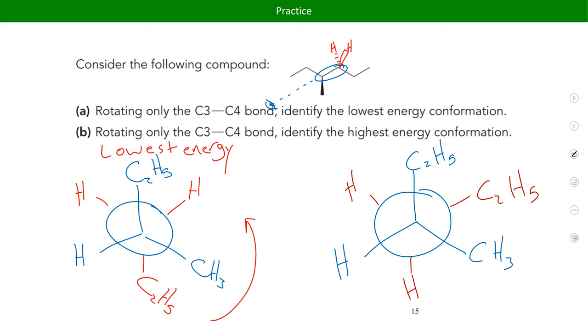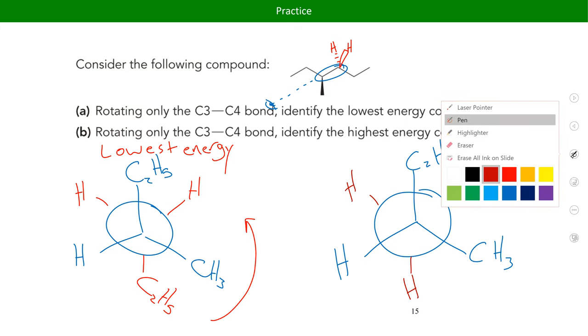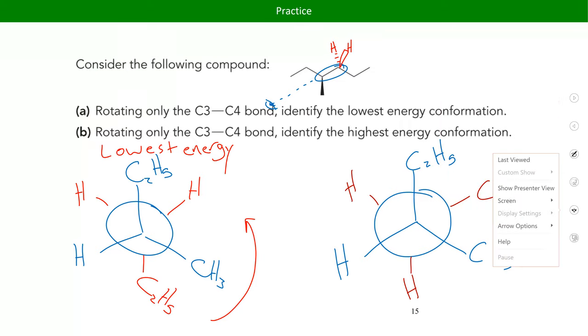Right, so our potential energy surface for this one would look something like, let's see if I can do it from memory, if I go to a light screen. When the two ethyls are anti, you're down here, and then slightly higher in energy to have the ethyl gauche.